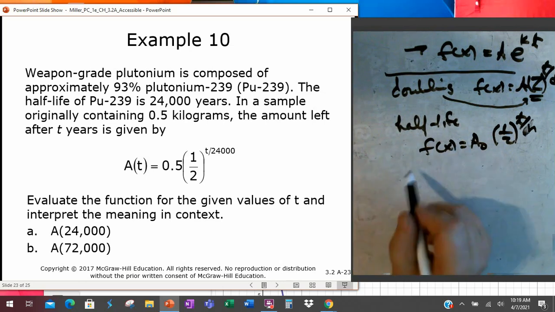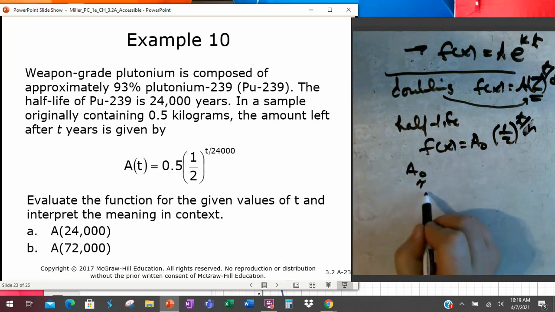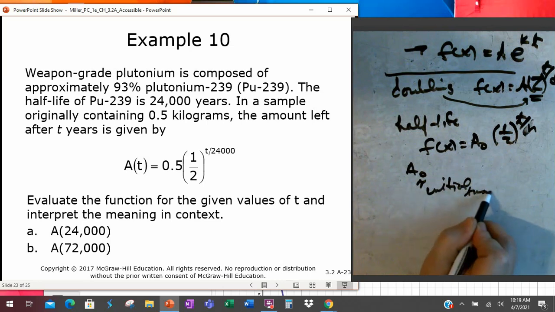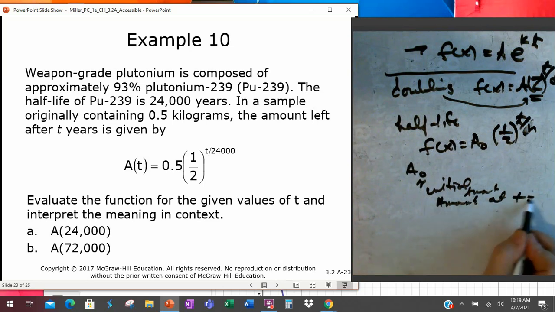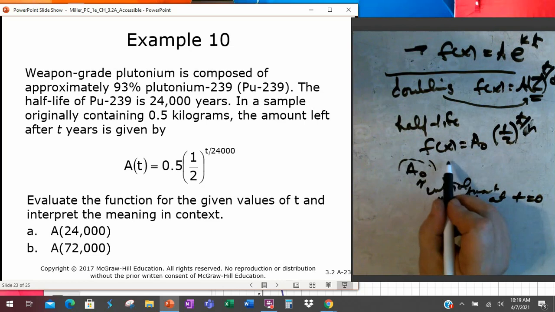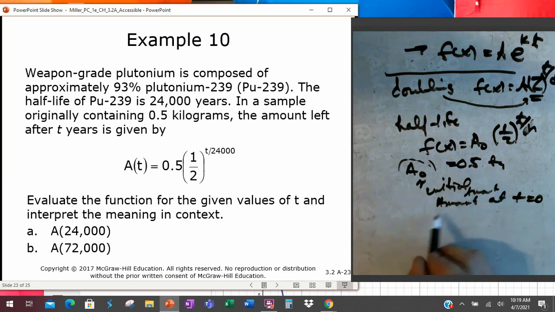So we started out with 0.5. A0 is kind of the initial. This term you'll see a lot. This is the initial amount, the amount at time equal to 0. That's what this nomenclature is. So your A0 is 0.5 kilograms, and you know the half-life is 24,000.